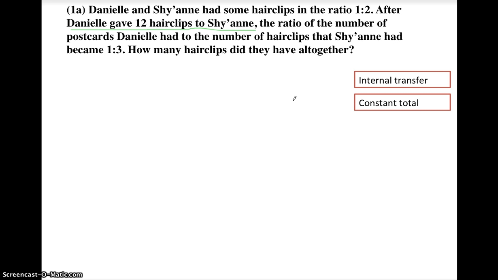So let's go straight into the question. We'll first write down the ratio in the beginning. So in the beginning, Danielle is to Cheyenne's ratio is 1:2. And in the end, Danielle is to Cheyenne is 1:3. Remember, if I'm going too fast, you can always pause the video and replay whatever I've just said.